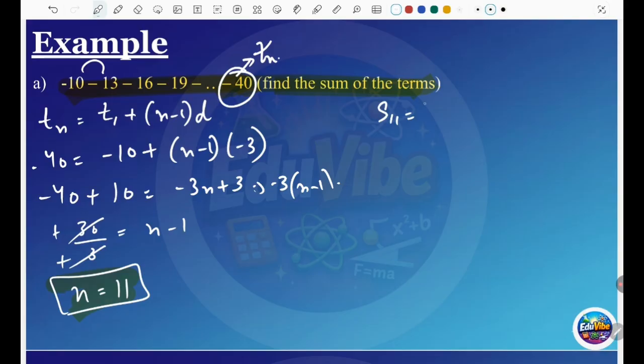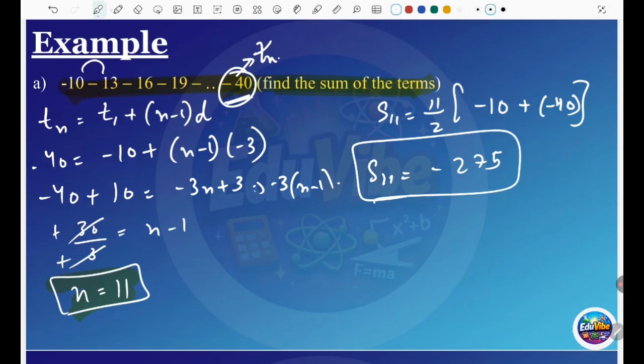So S11 is equal to 11 divided by 2 times (T1, which is minus 10, plus Tn, which is minus 40). You can use this formula because you have Tn. When you solve this, you get minus 275. You can solve it on your own, and this is your answer.